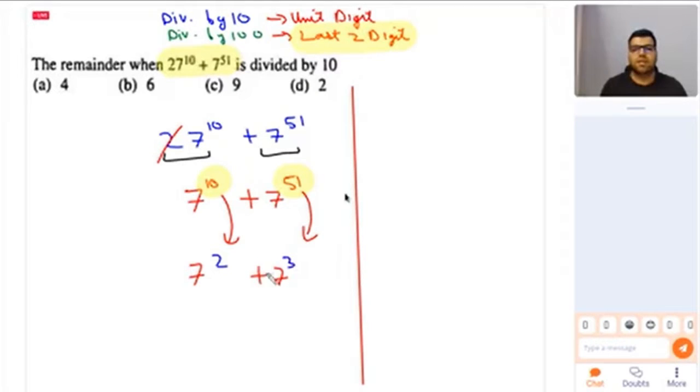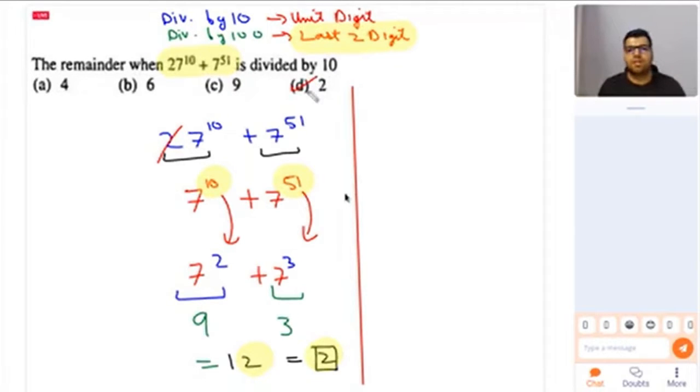Now for 7 square we know the last digit is 9 because it is 49. And for 7 cube, it is 343, so the last digit is 3. So 9 plus 3 becomes 12. But since we are only concerned with the last digit, the last digit will be 2. So the unit digit of this number is 2. Hence our answer is also 2, because remainder with 10 will also be 2. So the answer is 2.